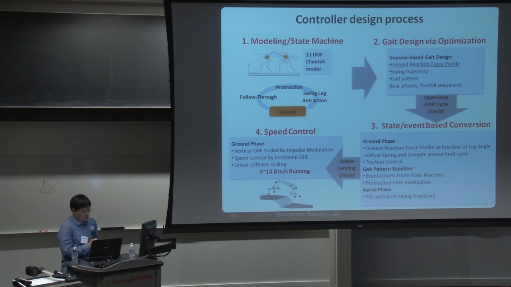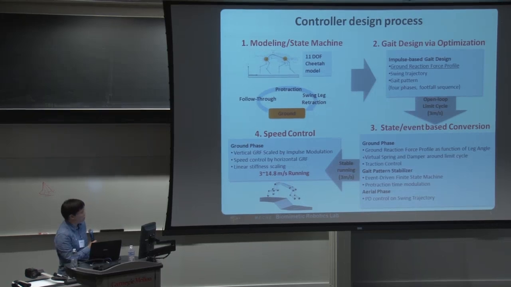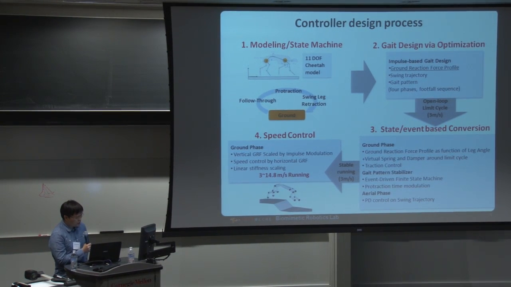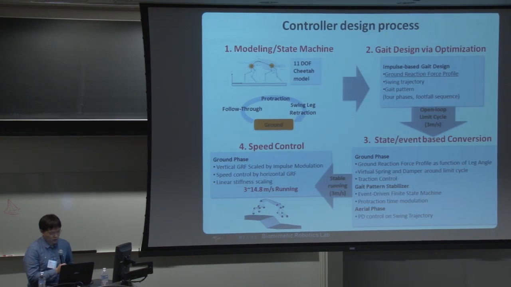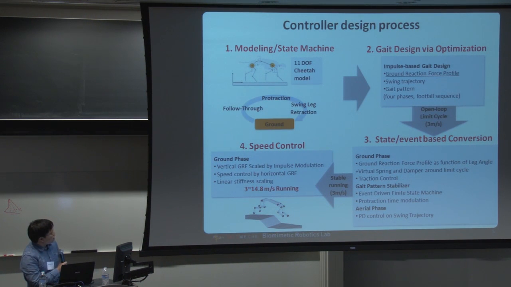First we start with the modeling of the robot, and we can get an 11 degree of freedom cheetah model. And second, using that model, we did gait design by using optimization. The important thing is the ground reaction force profile is one of the design parameters for optimization instead of controller torque. And then gait pattern is another parameter for optimization. And we could get an open limit cycle with a speed of 3 meters per second. And we don't do any extra optimization for the variable speed.